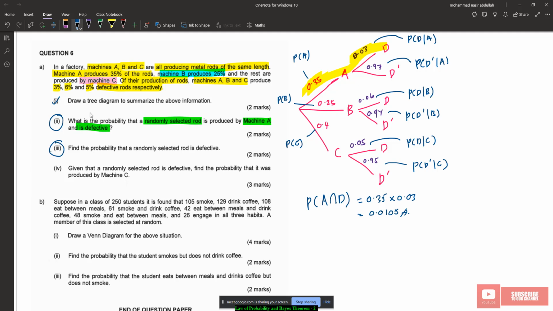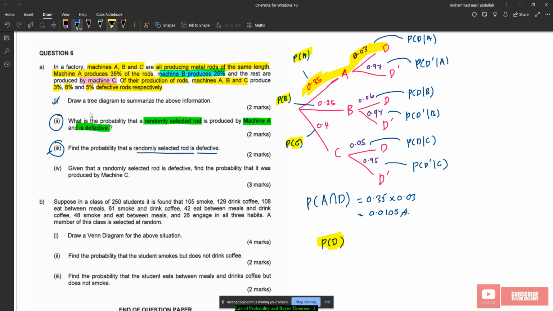Now, let's look at number 3. Find the probability that a randomly selected rod is defective. So we want to find the probability of D. This is where theorem number 11 applies. We know the probability of A, and we know the probability of B and C, but we don't know the probability of D. In the tree diagram, it gives us the probability of D given A, not the probability of D. So based on theorem number 11, if you want to find the probability of D, you need to add all the intersections with D.